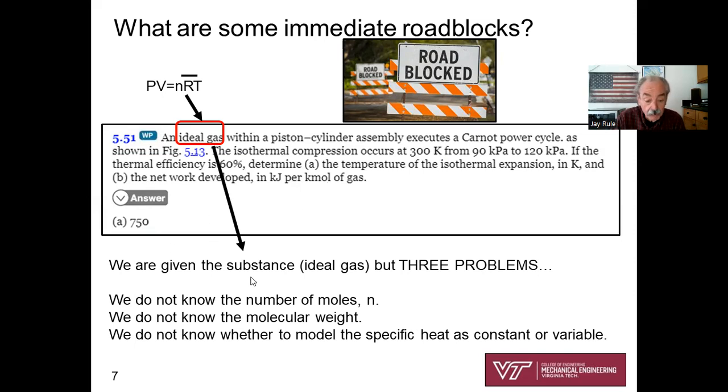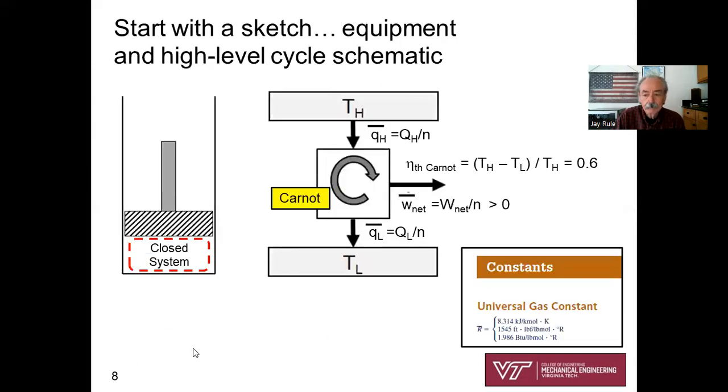Don't know the number of moles. We don't know the molecular weight. We don't know the substance, so we don't even know the molecular weight of the substance. And therefore, we don't know the substance specifically other than ideal gas, so we don't know whether to model the specific heat, C sub V or C sub P, as a constant number or a variable number. We don't know. Okay, so those were roadblocks for me. Well, okay, so much for the roadblocks, but let's get started.